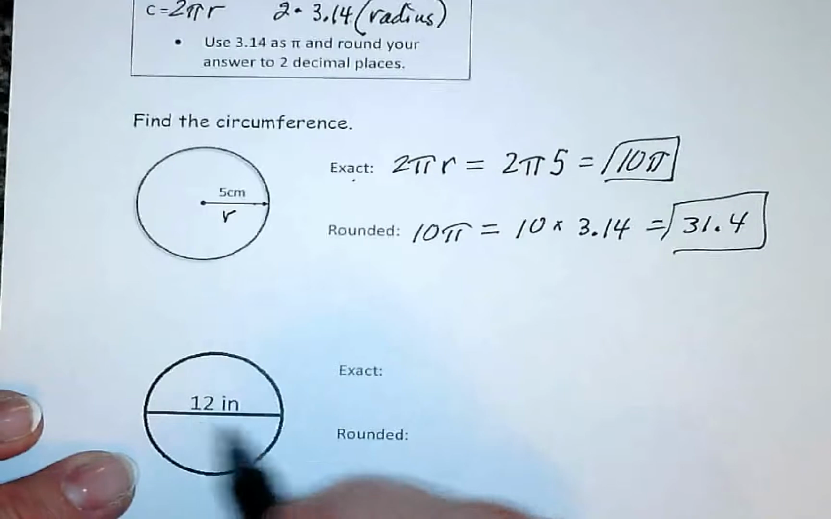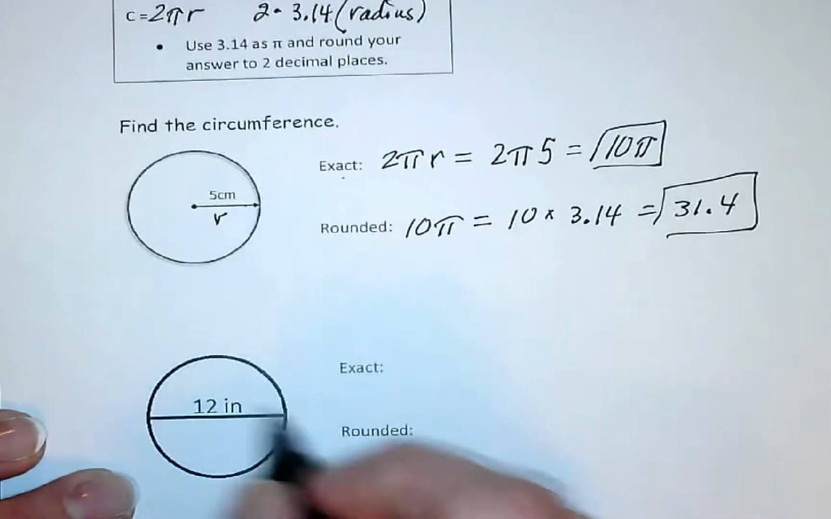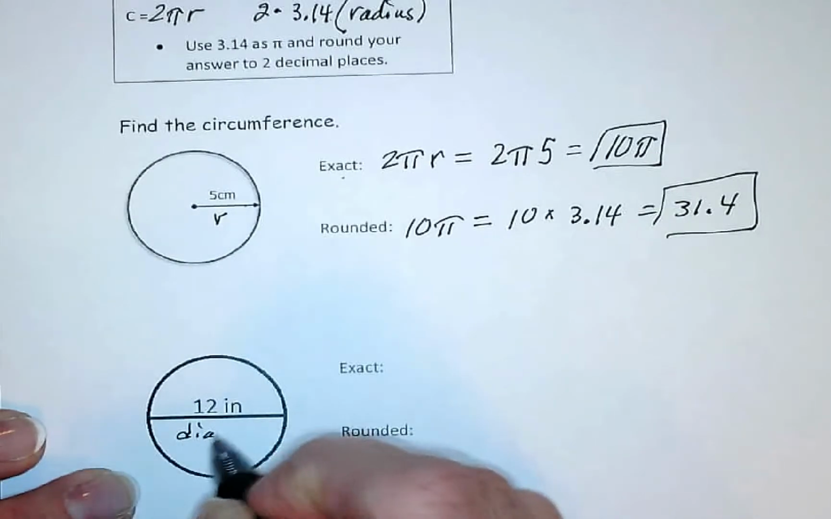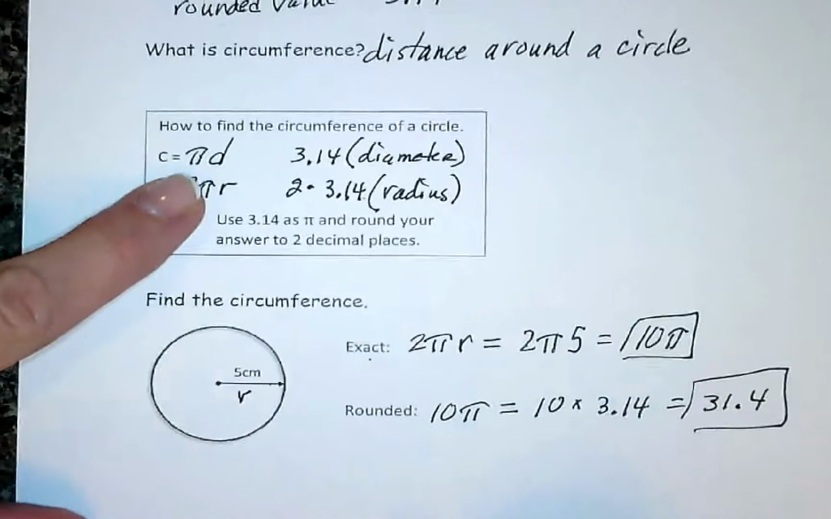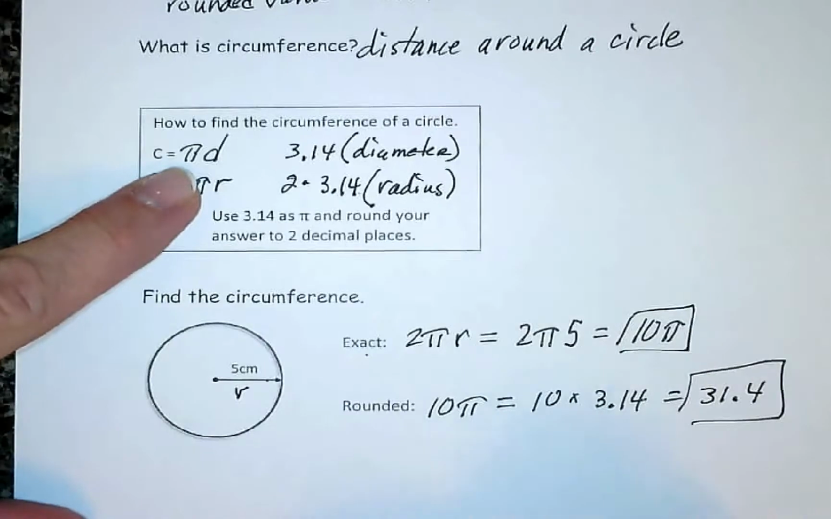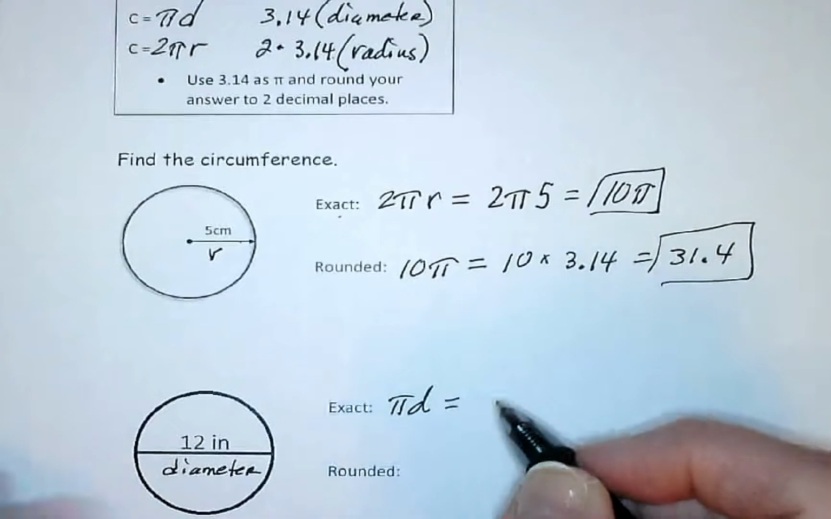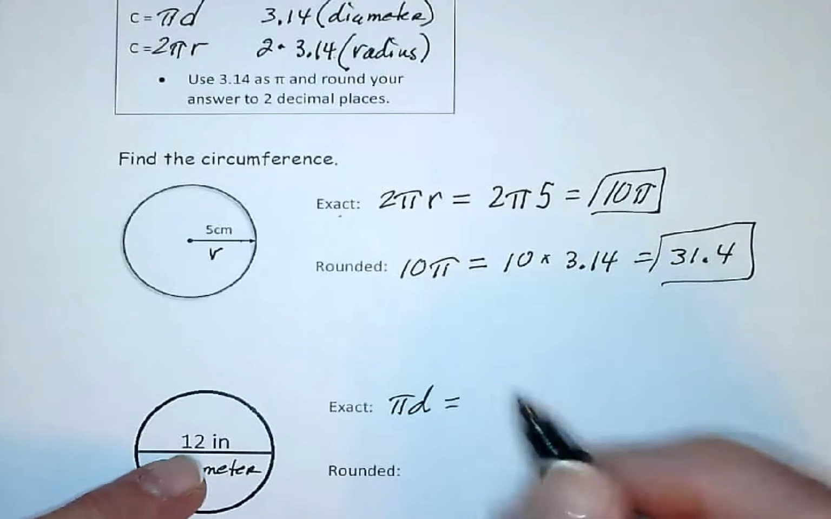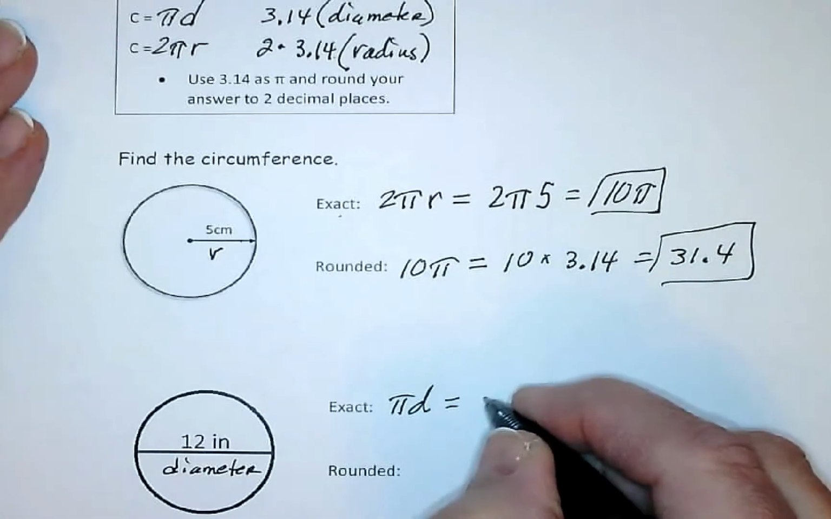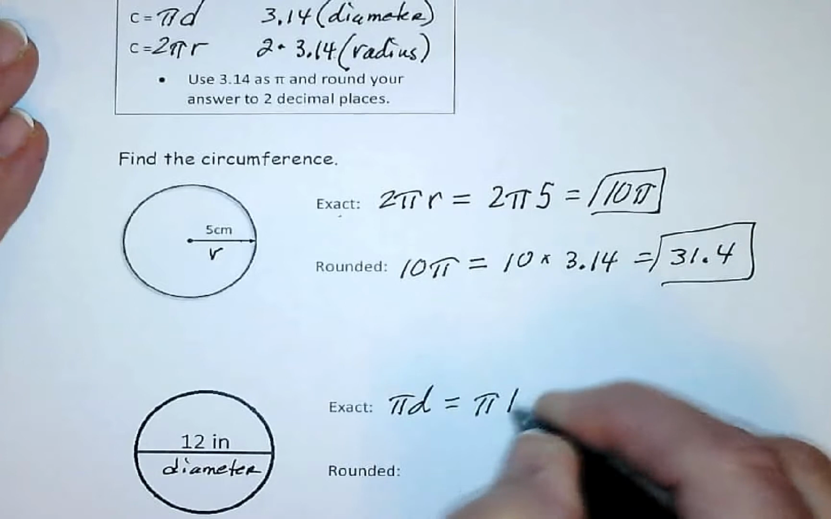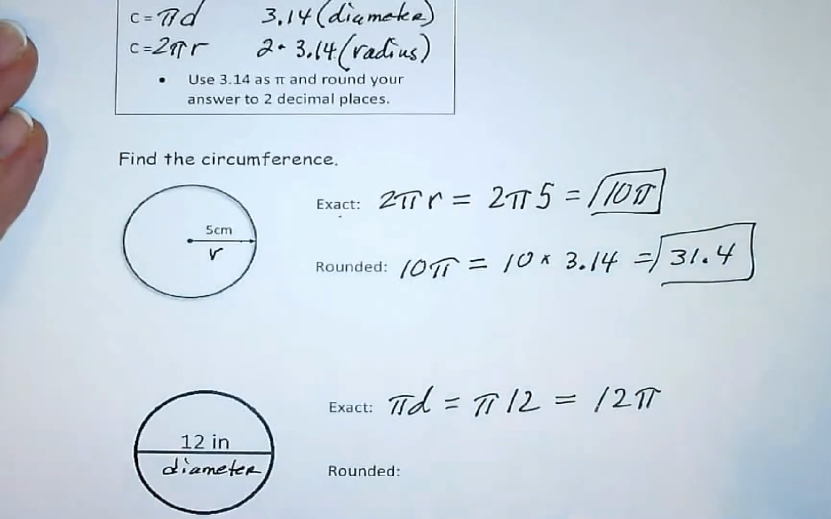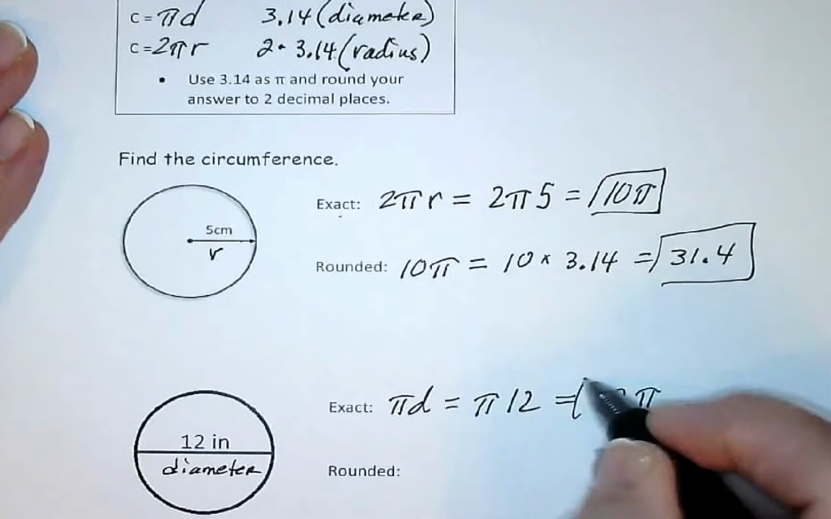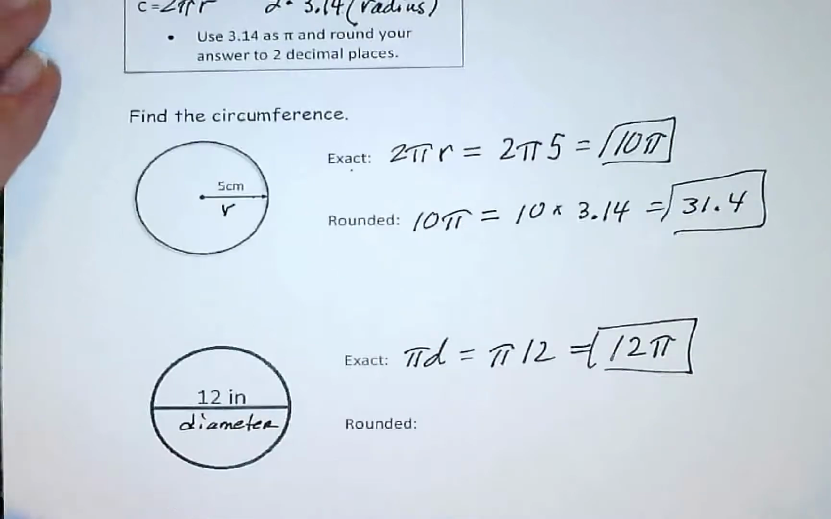This one, I'm given 12, which is all the way across. That's called the diameter. So that's d. So I'm going to go ahead and use this one, which is pi times d. In this problem here, the diameter is 12. So pi times 12. Normally it's written with the pi symbol at the end. That's the exact answer. Don't have to do anything else with it.